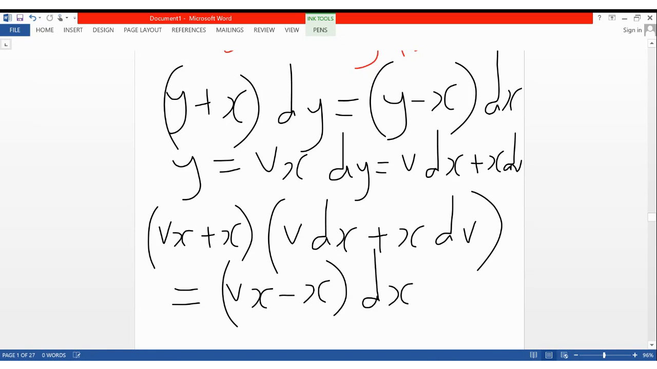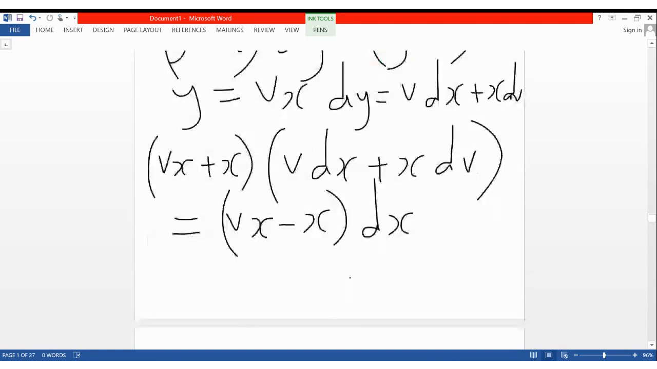So that's what I have. I have replaced where there's a y with vx, and where there's a dy, I've replaced it as well. So open up the bracket now. Tell me what you are getting when you open up that bracket.